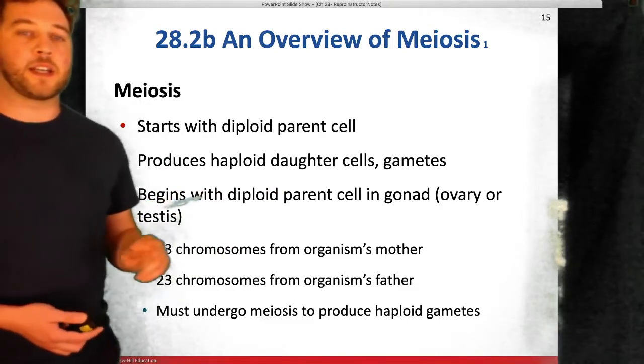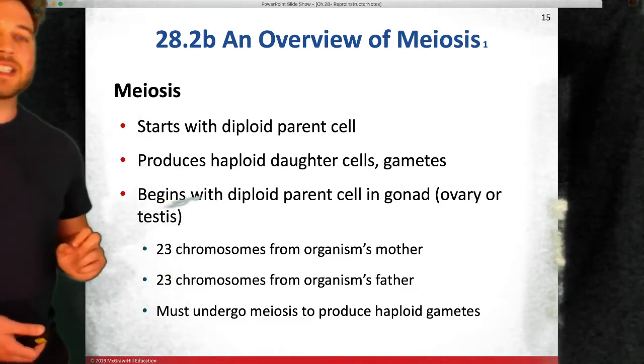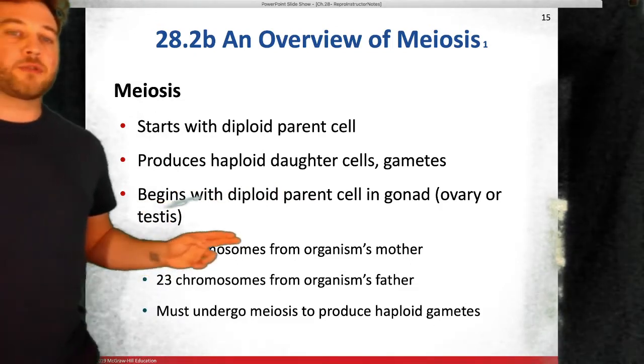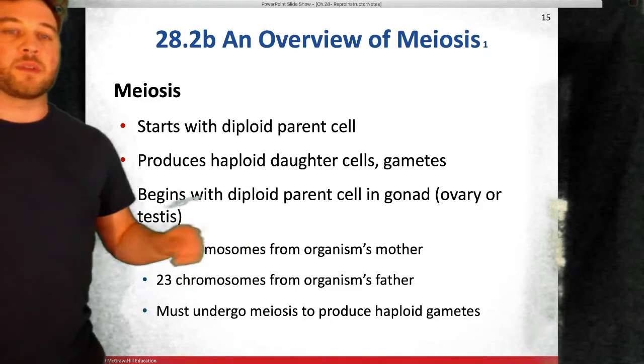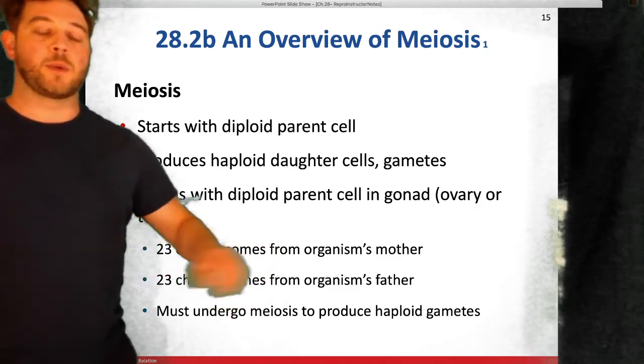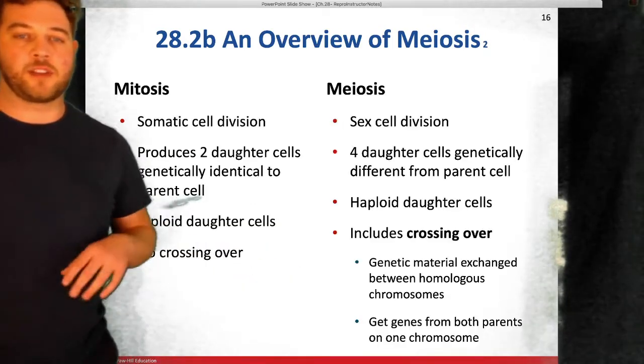It begins with a diploid parent cell in the gonad, either the ovary or the testes, with 23 chromosomes from the organism's mother and 23 from the father, and it must undergo meiosis to produce haploid gametes. Everything I was just saying.